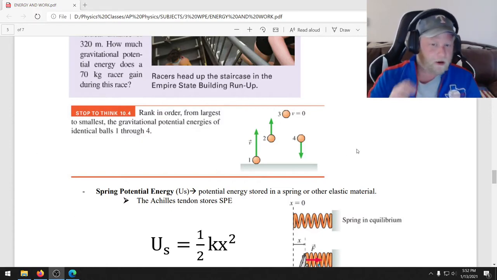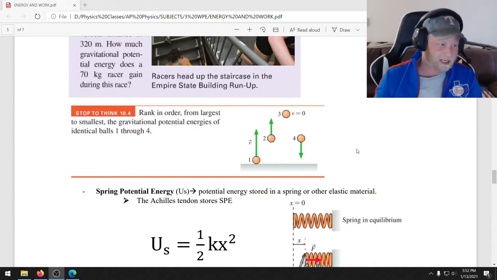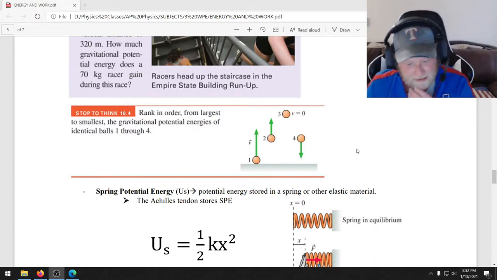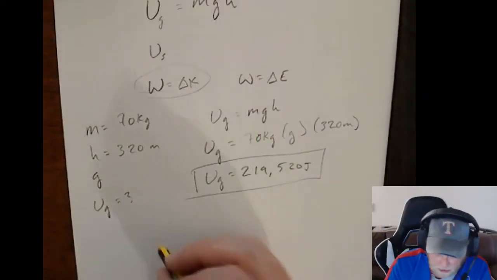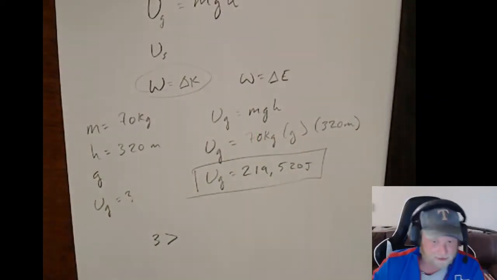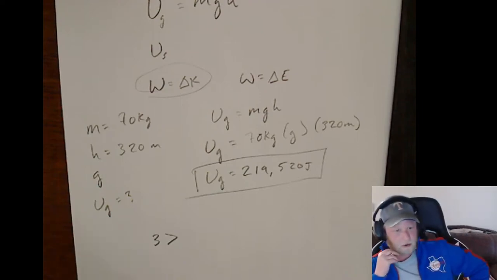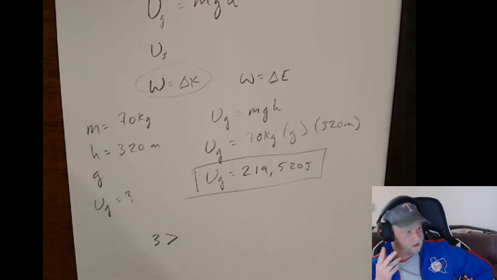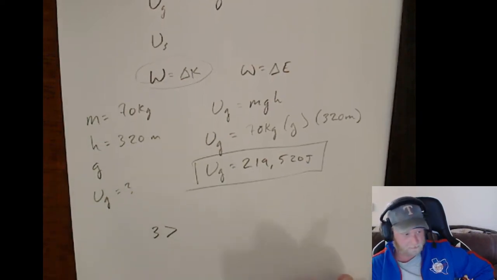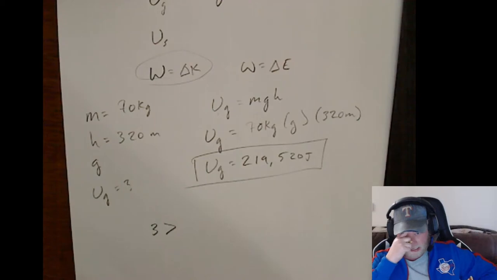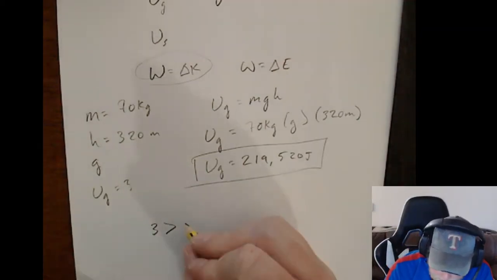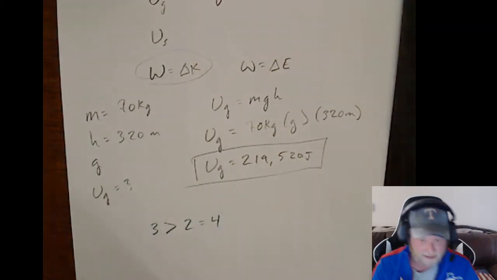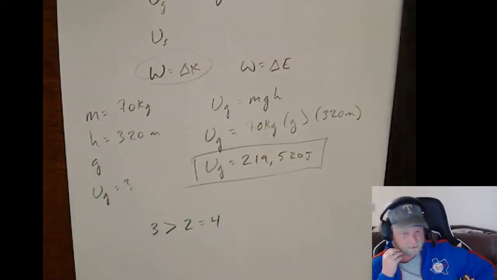Alright, so they all have identical masses. They're all on the same planet, so they're all experiencing the same acceleration due to gravity. So we know that 3 has the most gravitational potential energy. Now, where a good number of first level physics students go wrong is looking at 2 and 4. Now, 2 has identical potential energy as 4 does.